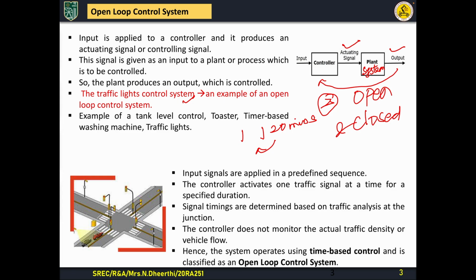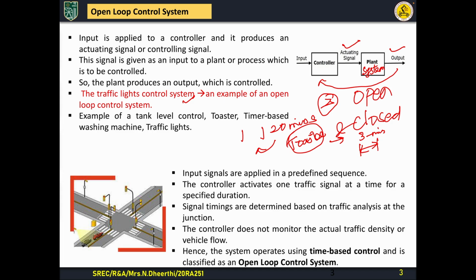One more example of open loop is the toaster. Here the toaster is given a timing of 2 to 3 minutes to toast, and for those 3 minutes the system will be on. It will not check whether the bread is toasted or not. It does not get any feedback. Based on the time duration we have set, the toaster will be on, and you will get an output. This is one more example of an open loop control system.